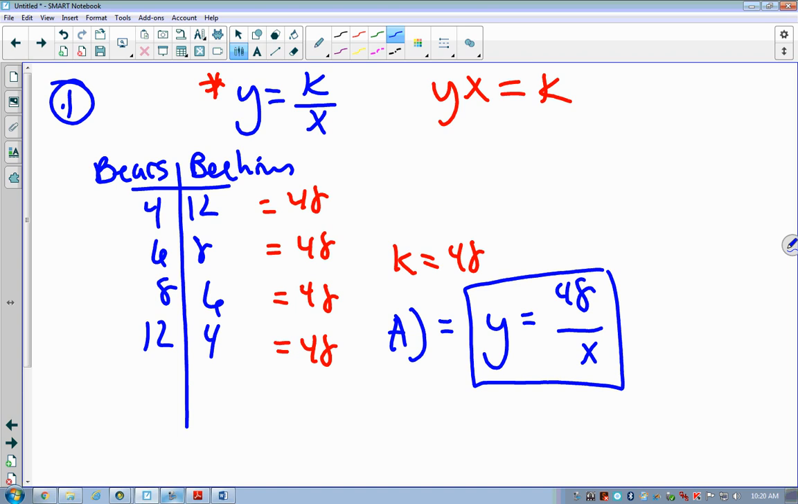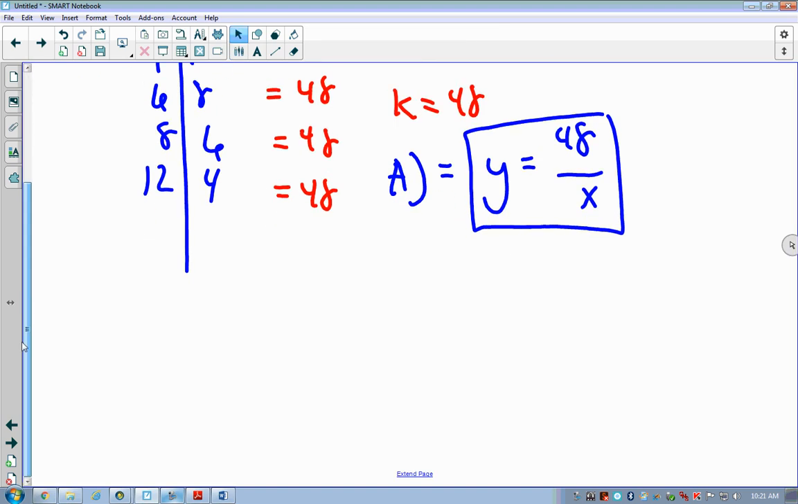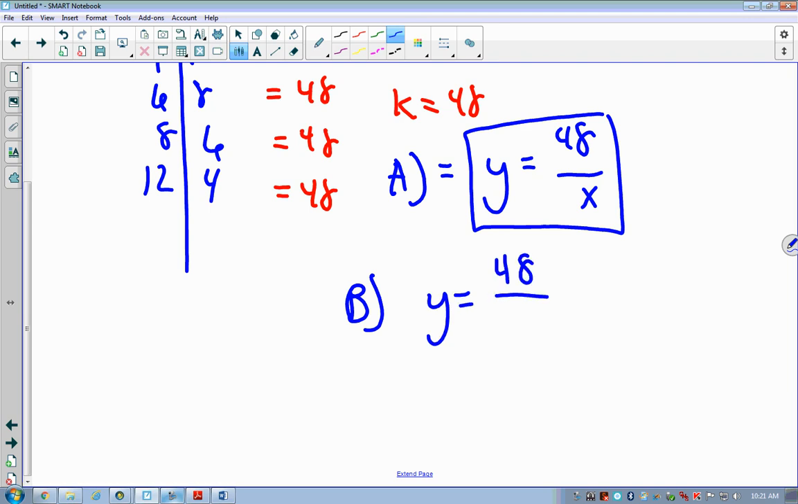All right, B. Later on, the researcher counts 24 bears. How many beehives are there? Okay, so let's pull this down. Now I'm going to use my answer from A to solve for B. Okay, what am I going to do? Y equals 48 over 24, because x represents my bears.